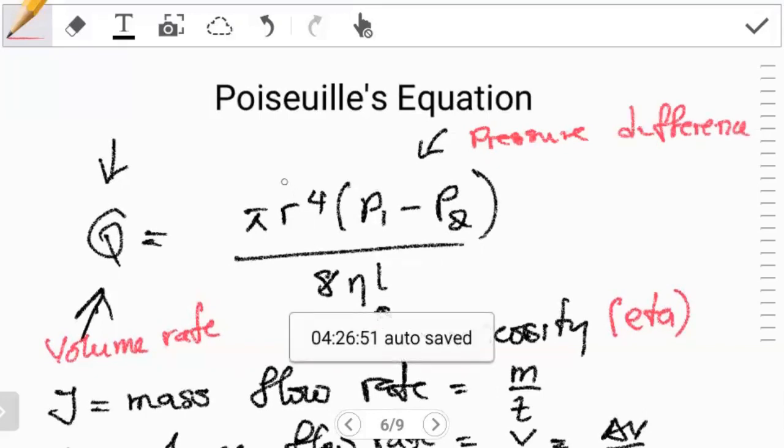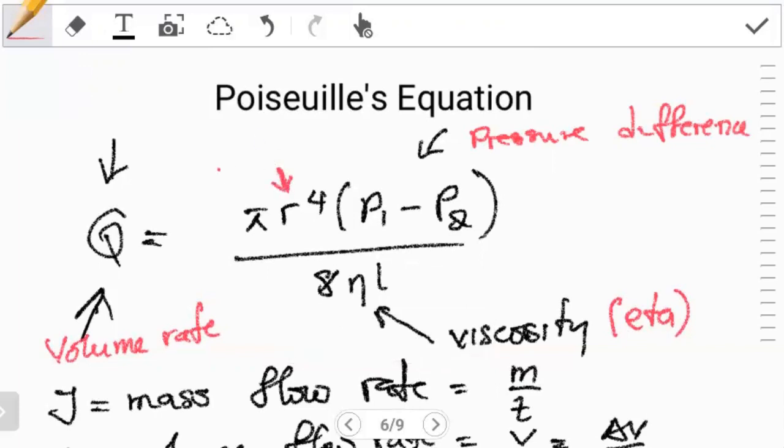Next up, the R here is the inner radius of the tube. And then lastly, L here is the length. This is the length of the tube from the point where I'm evaluating P1 to the point where P2 is.